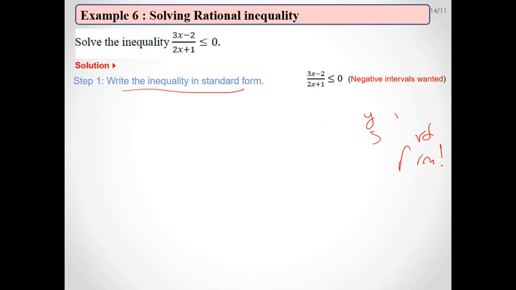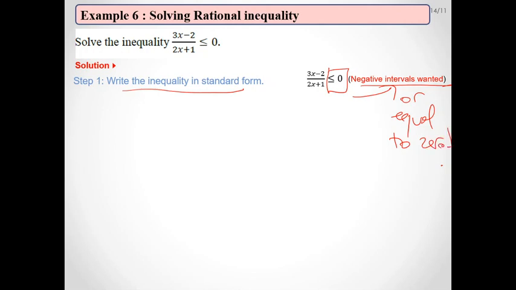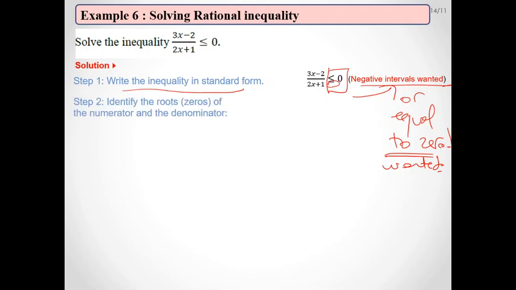Okay. Now check what is wanted. Negative or equal to 0 is wanted, because there's an equal sign here. And find the zeros of the numerator and denominator.